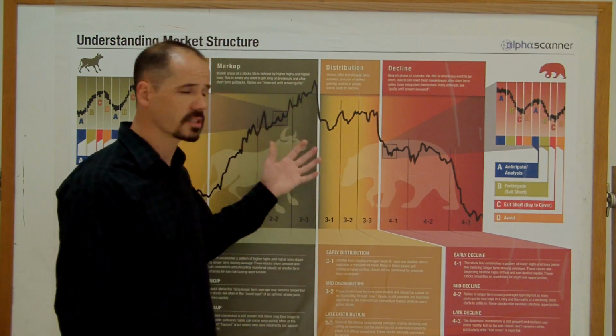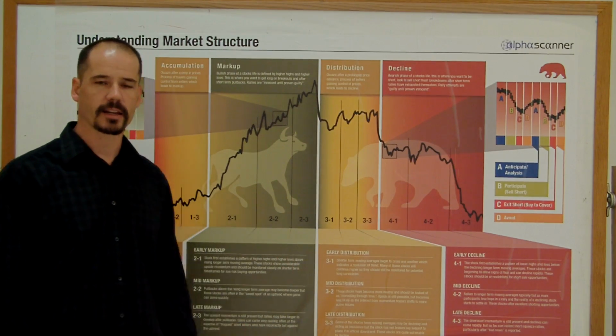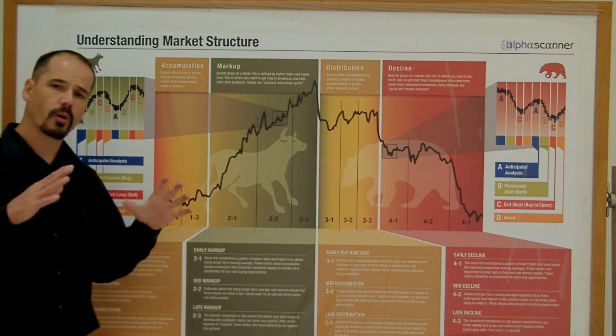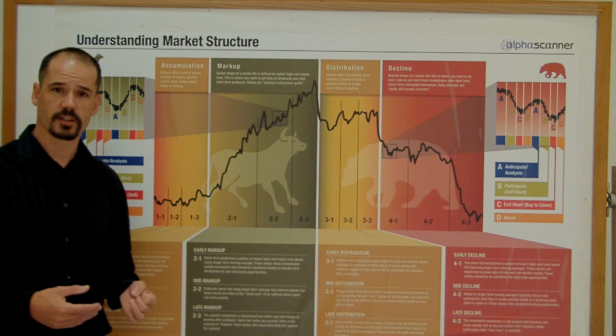What we have here is this infographic. You can look at it as a cheat sheet for understanding market structure, because what we have here is the whole way that you want to use the alpha scanner to find stock ideas each day.